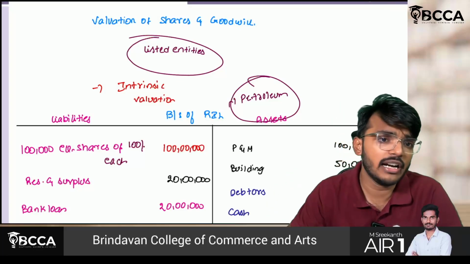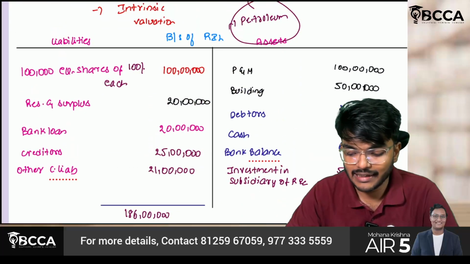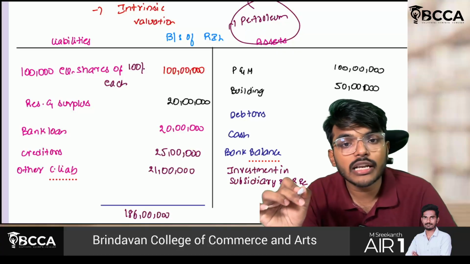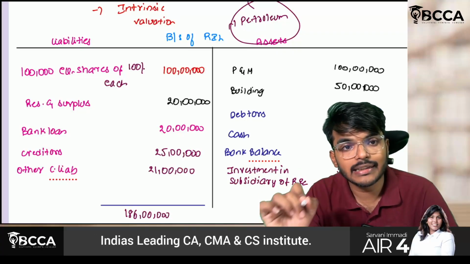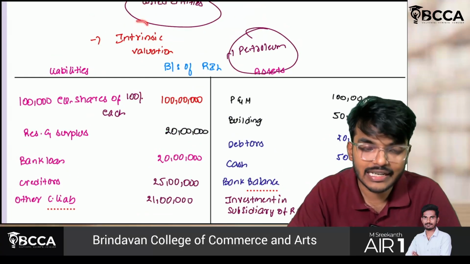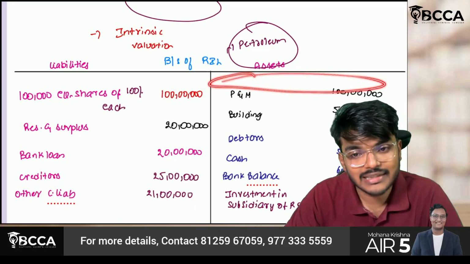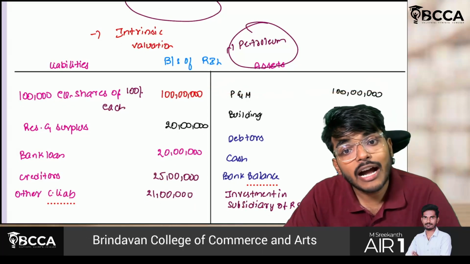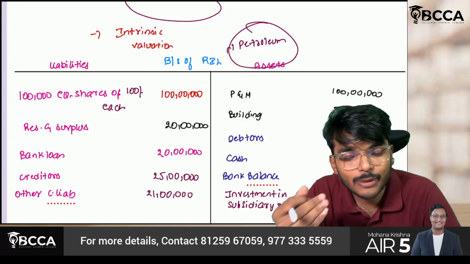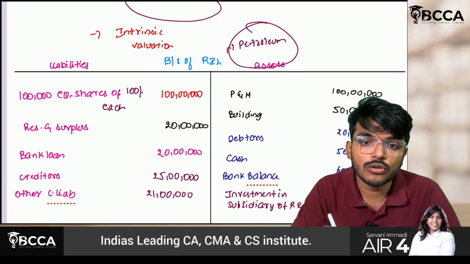Before that, we have understood intrinsic valuation is nothing but we have to calculate the net assets of any entity, and divide that net assets by the total number of equity shares. Then you will get the value per share. That is exactly called the intrinsic value of the share. And then we understood if goodwill is there, you have to value the goodwill also while calculating the value of the share. If any goodwill is present, that valuation also we have to do.